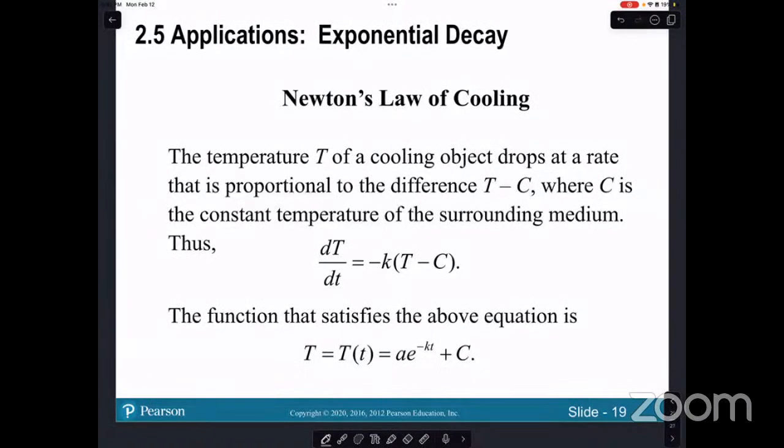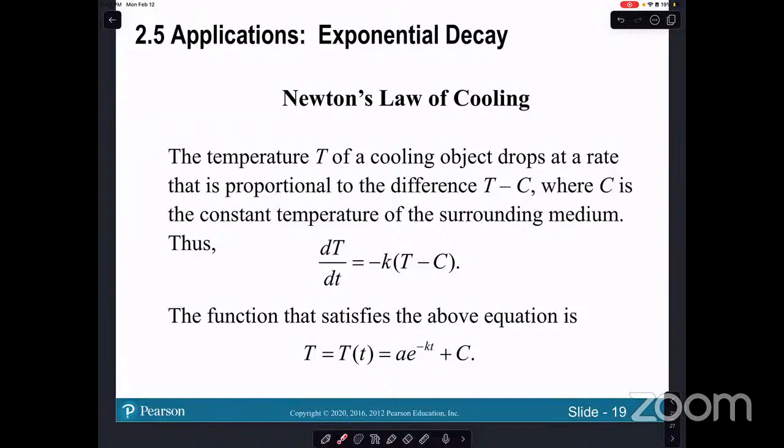So then here we have another application on Newton's law of cooling. The temperature T of a cooling object drops at a rate that is proportional to the difference, T minus C, where C is the constant temperature of the surrounding medium. So the rate of change of the temperature with respect to time is given by this. The function that satisfies the above equation is T equal to A times e to the negative kt plus C, okay? This is fine. So that's Newton's law of cooling.